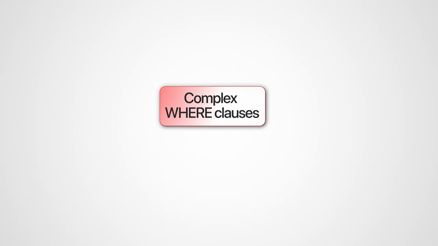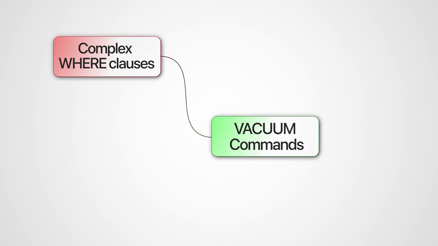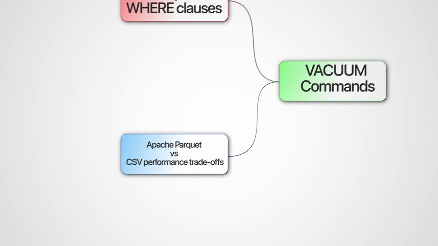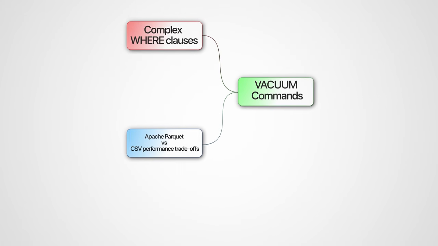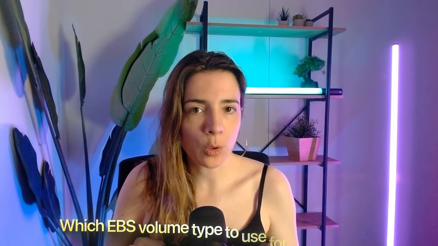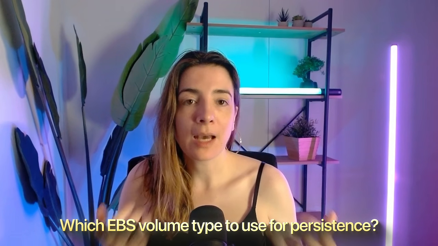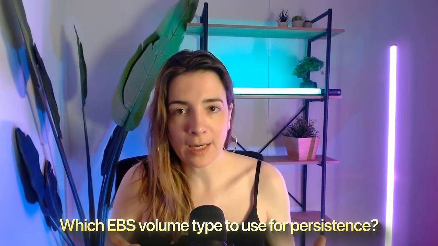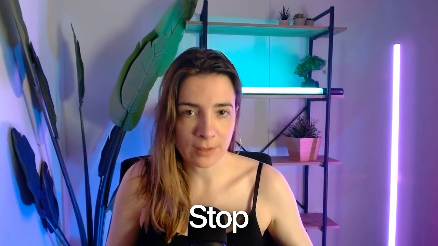There were SQL questions I'd never seen on other AWS exams: complex where clauses, vacuum commands, Apache Parquet versus CSV performance trade-offs, and I have experience with databases. One question asked which EBS volume type to use for persistence. Another pulled in a transit gateway scenario. This exam reuses a lot from the solutions architect too. If you don't have that foundation, stop. Go pass the solutions architect associate first and then come back.